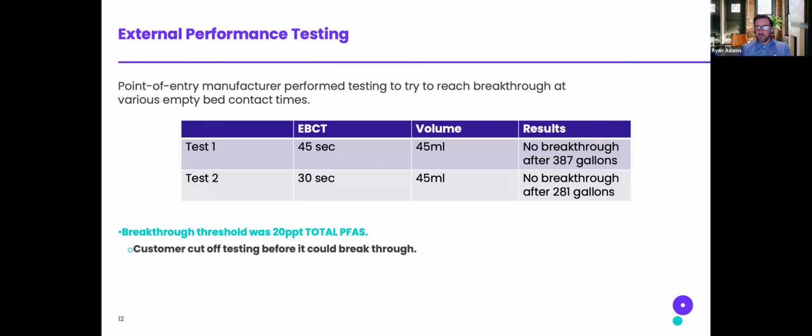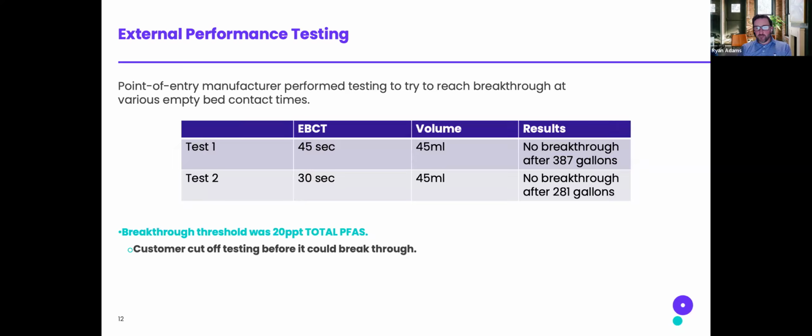So a little bit about testing, a little data, which I'm sure a lot of people are interested in. We did some external performance testing with a point of entry manufacturer, trying to reach breakthrough at various empty bed contact times. There was some column testing. So we did 15, 30 and 45 seconds.